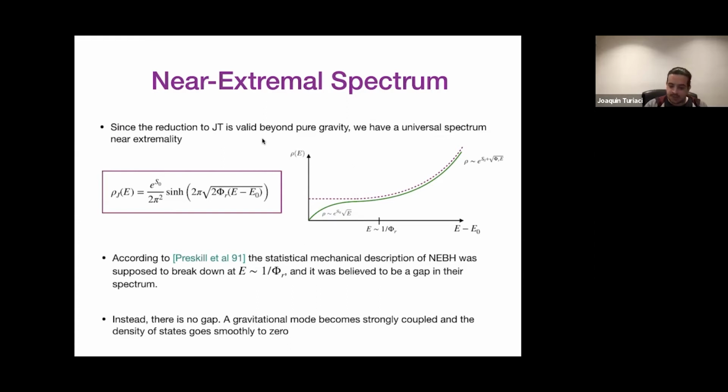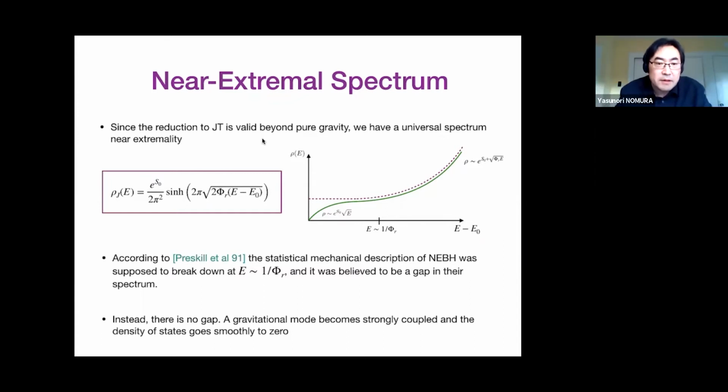According to Presky et al., the statistical mechanical description was supposed to break down at this scale, but we find that the resolution is that there are quantum effects that deviate strongly from the semi-classical answer, and there is no gap. So this is very counterintuitive, I think, that you have this huge black hole, but when you lower the temperature, there is some mode that becomes strongly coupled. That's very funny.